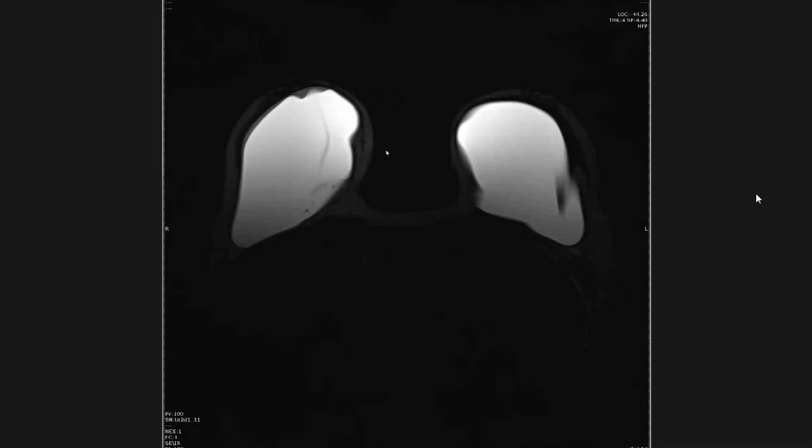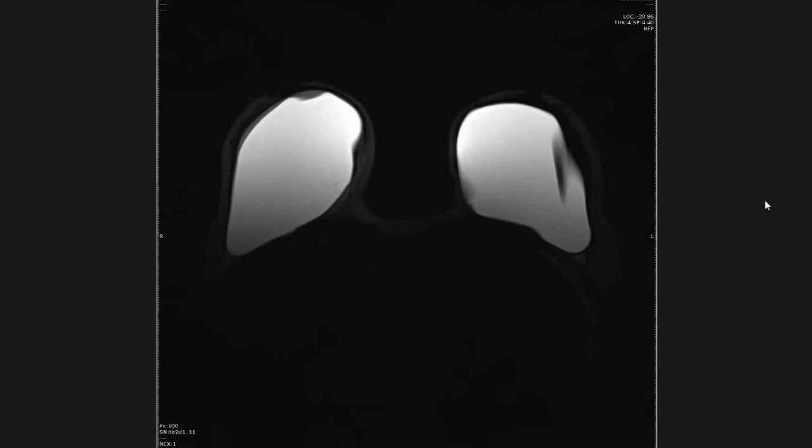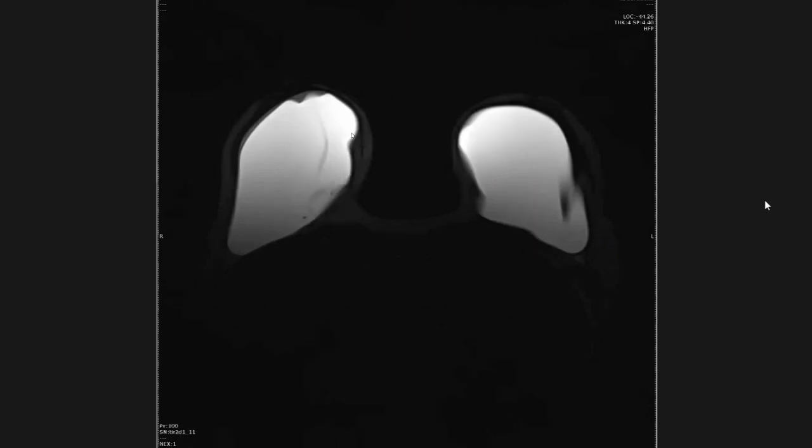Yes, ma'am. Now on the right side, it is the keyhole sign, along with the inferior one. Do you think this is a current rupture or an old rupture? So I think you've already described it already. Yes, ma'am. It is a silicone implant rupture, extracapsular and intracapsular also.